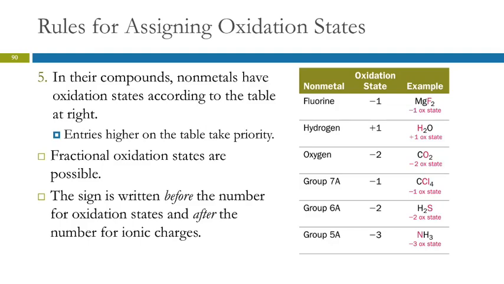Now, can everybody have what they want? No, they can't. And so we have a list. This is the list that says who gets what they want, who gets first choice. So this is the list. Fluorine gets first choice. Fluorine, then hydrogen, oxygen, and then if there's a group 7A element next, and then a group 6A element, and then a group 5A element. And the oxidation state they have is the same as the charge they would have if they were an ion. So really what we need to do is we need to remember that list.